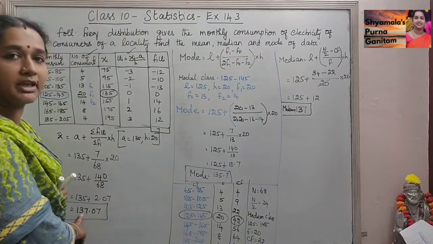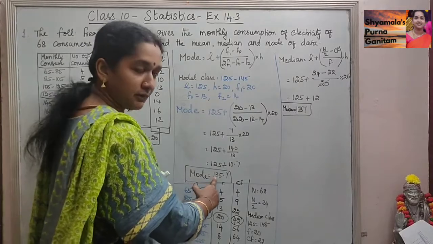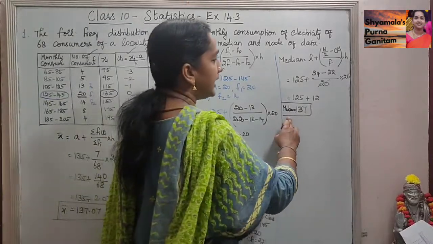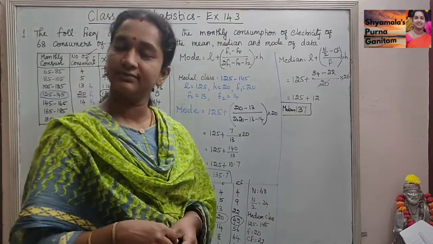So we got mean, median and mode. Arithmetic mean is 137.07. Mode is 135.7 and median is 137. Okay. Thank you.